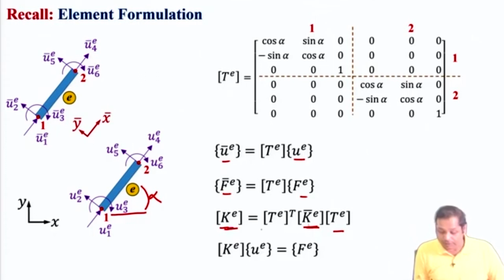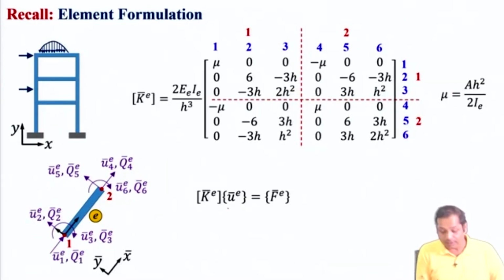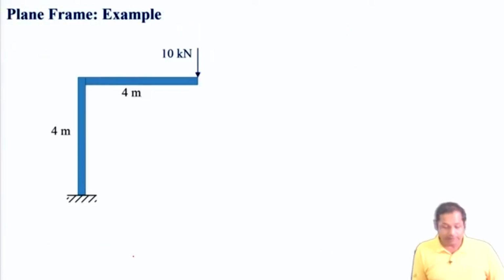Now this is the element level equation written with respect to the global coordinate system, whereas this one is the element level equation written with respect to the local coordinate system. So first we have to represent the force vector, displacement vector, and stiffness matrices for all elements with respect to the global coordinate system, and then assemble them. Right. Now let us take one example.